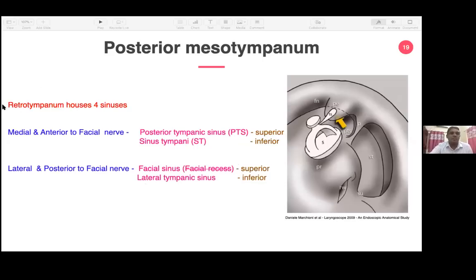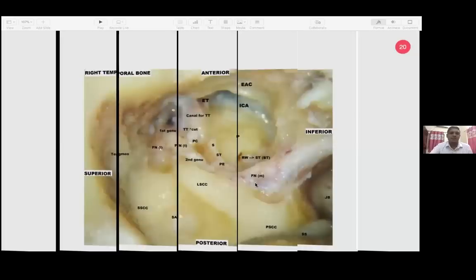Once again, I repeat, the retrotympanum has 4 spaces or sinuses. Medial to the facial nerve would be the posterior tympanic sinus in the superior portion and the sinus tympani in the inferior portion. Lateral to the facial nerve will be the facial sinus superiorly and the lateral tympanic sinus inferiorly. This is one of the viva questions in the MS exam.